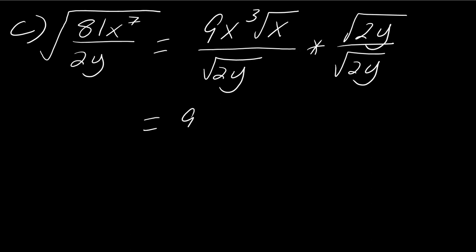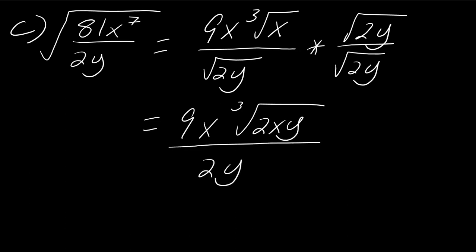And so this becomes 9x cubed times the square root of 2xy over 2y. And you might say, oh, I went some other direction, but I got the same final answer. So that's totally fine. If you looked at this and you thought of a different way to do it, but you still got this answer, tomato, tomato, there's more than one way to do this. That's why I talked about it in the first example. So you're all good as long as you got the same final answer.